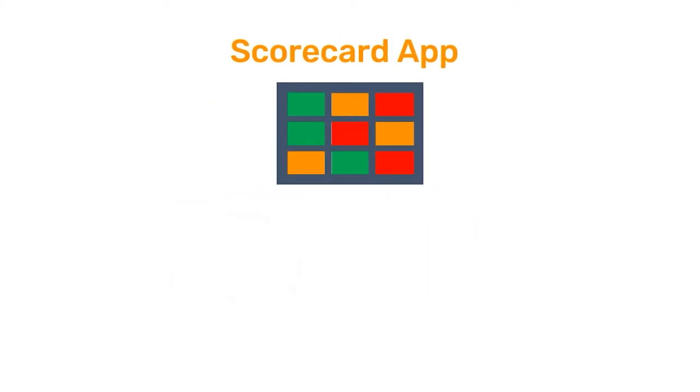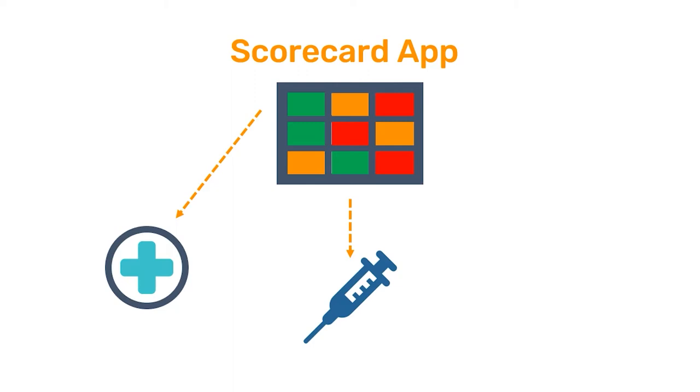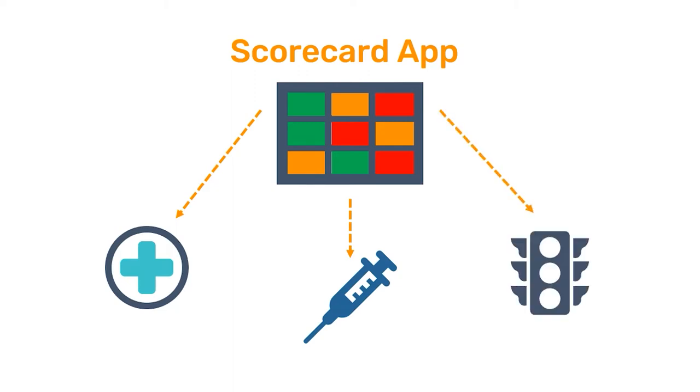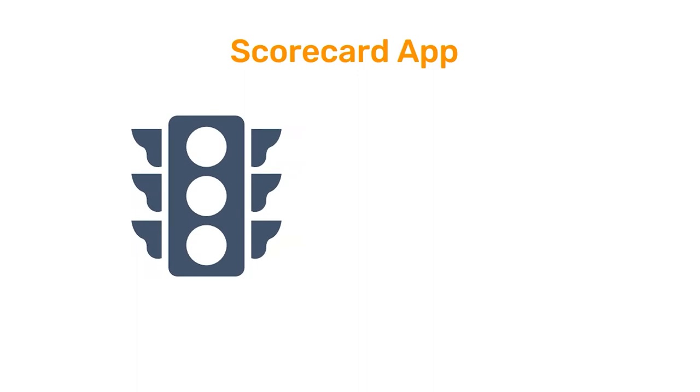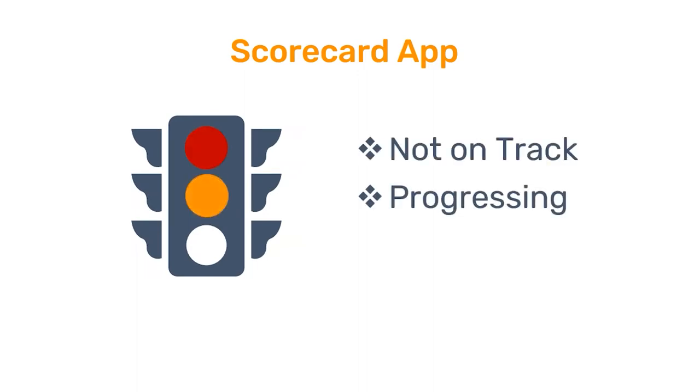With the Scorecard App, you can easily visualize the status of your health programs, such as a delivery of essential services, using a simple traffic light system of green, yellow, and red. They show you in which locations performance targets are not on track, progressing, or are succeeding.